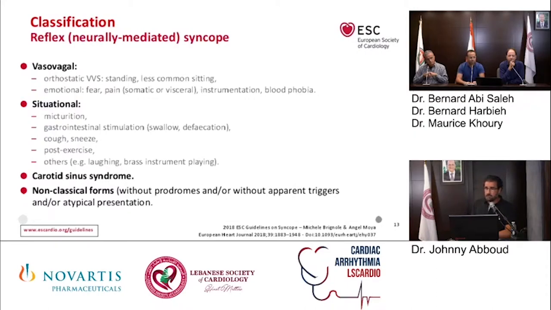First, the reflex syncope is divided mainly into vasovagal reaction. It can be orthostatic vasovagal syncope, mainly in standing position, less common sitting, or emotional, in the context of fear, pain, instrumentation, or blood phobia. Then you have another frequent type at the age of this 70-year-old man, situational syncope: micturition, gastrointestinal stimulation, swallowing, defecation, cough, sneeze, post-exercise, laughing, and others. So in our interrogation, we should ask our patient about all these things. Then we have another reflex syncope due to carotid sinus hypersensitivity and other non-classical forms. All these are called reflex syncope.